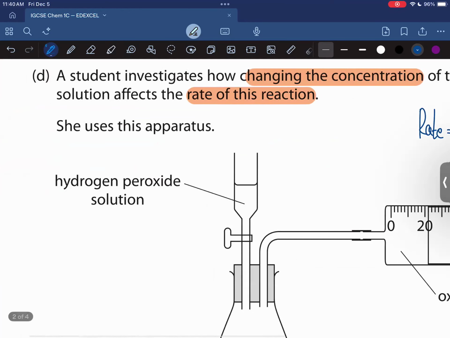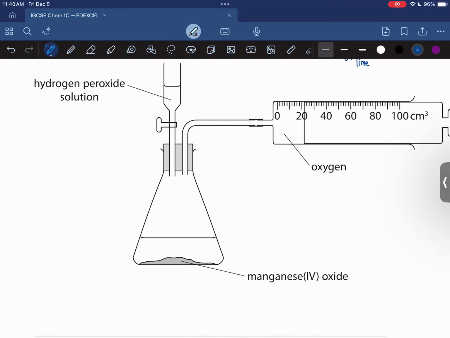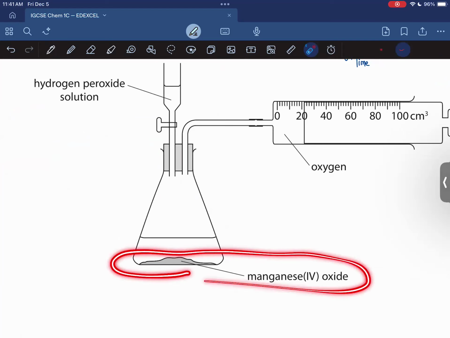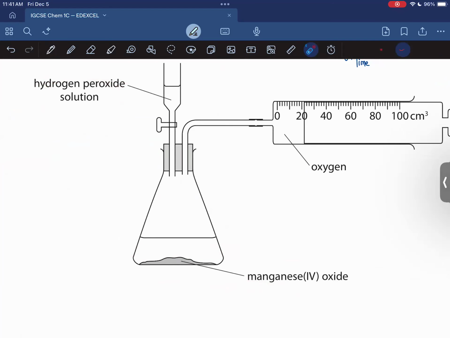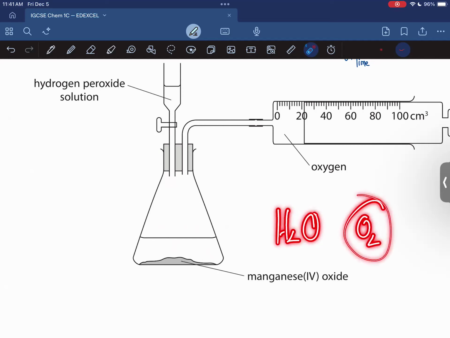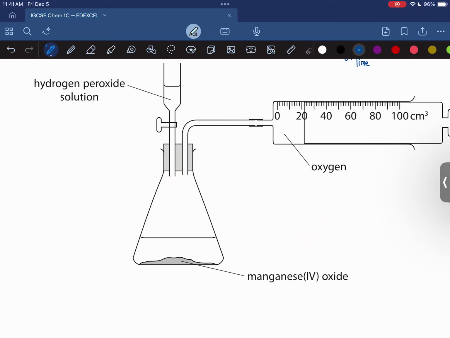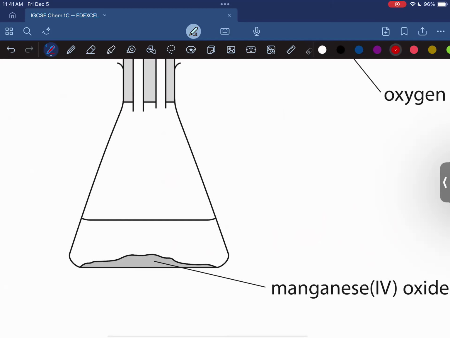Now in this apparatus, there's this catalyst, there's this hydrogen peroxide, right? And whenever you open up this tap, the solution falls over here, and as a result, the reaction takes place. And in the reaction, two products are produced, okay? One is water and the other is oxygen. Now, oxygen is a gas, right? So oxygen would be produced in this reaction.